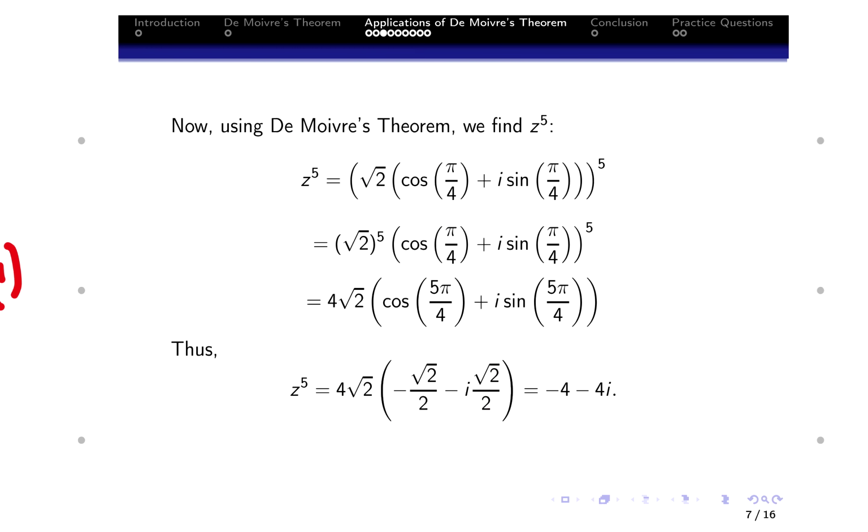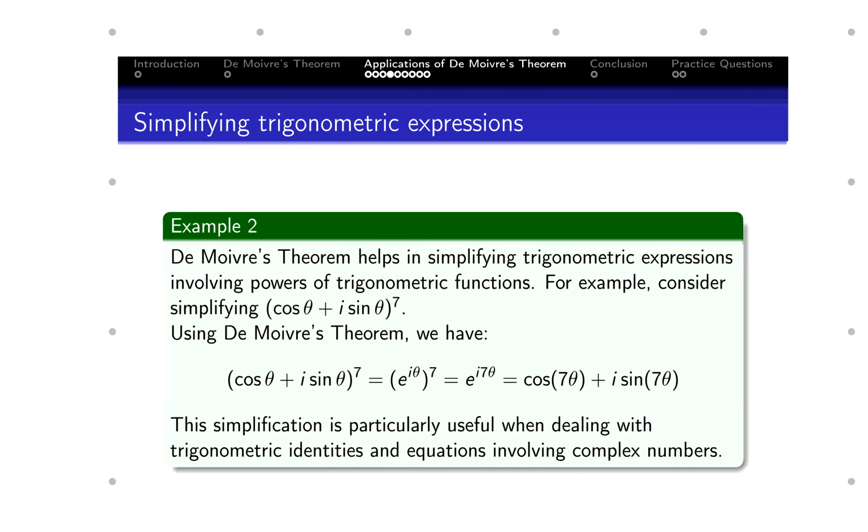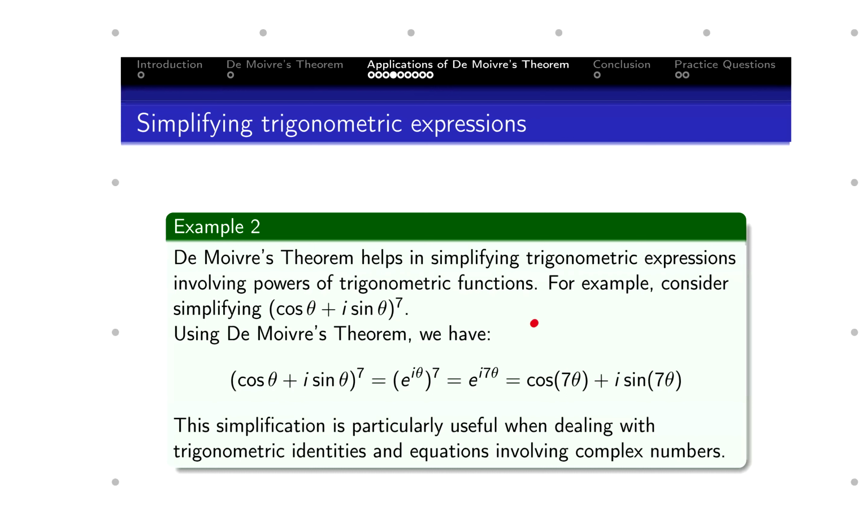How about simplifying trigonometric expressions? De Moivre's theorem helps in simplifying trigonometric expressions involving powers of trigonometric functions. For example, consider simplifying cos theta plus i sine theta raised to power 7. Of course, De Moivre's theorem already told us that cos theta plus i sine theta raised to power 7 should simply be cos 7 theta plus i sine 7 theta. And if you don't want to go that way, you can use Euler's formula, which is cos theta plus i sine theta, the same thing as e raised to power i theta.